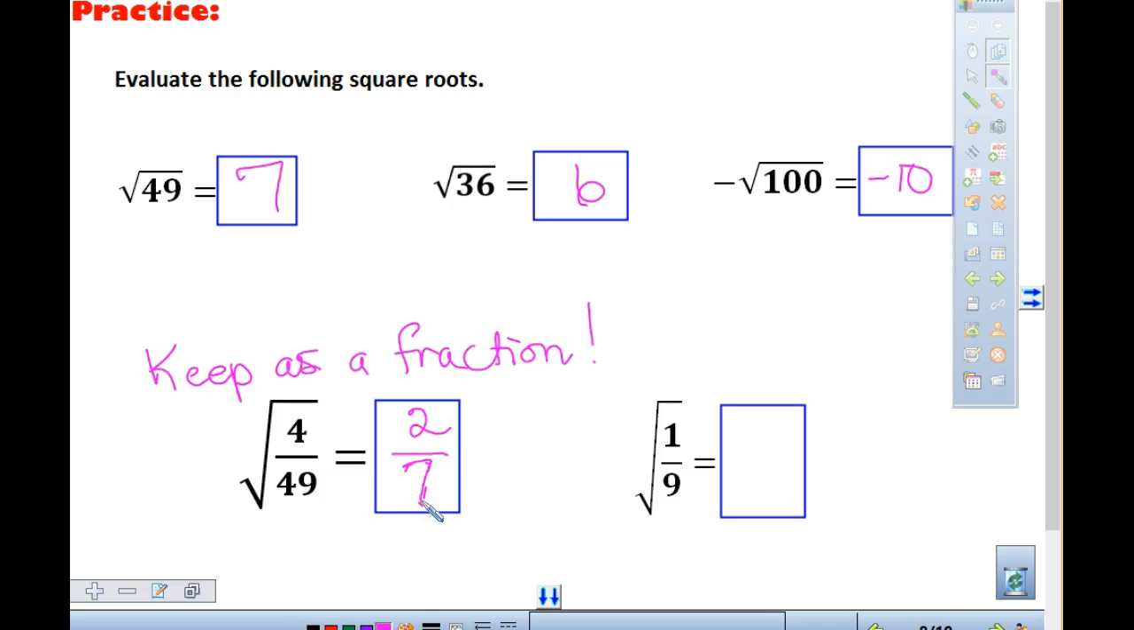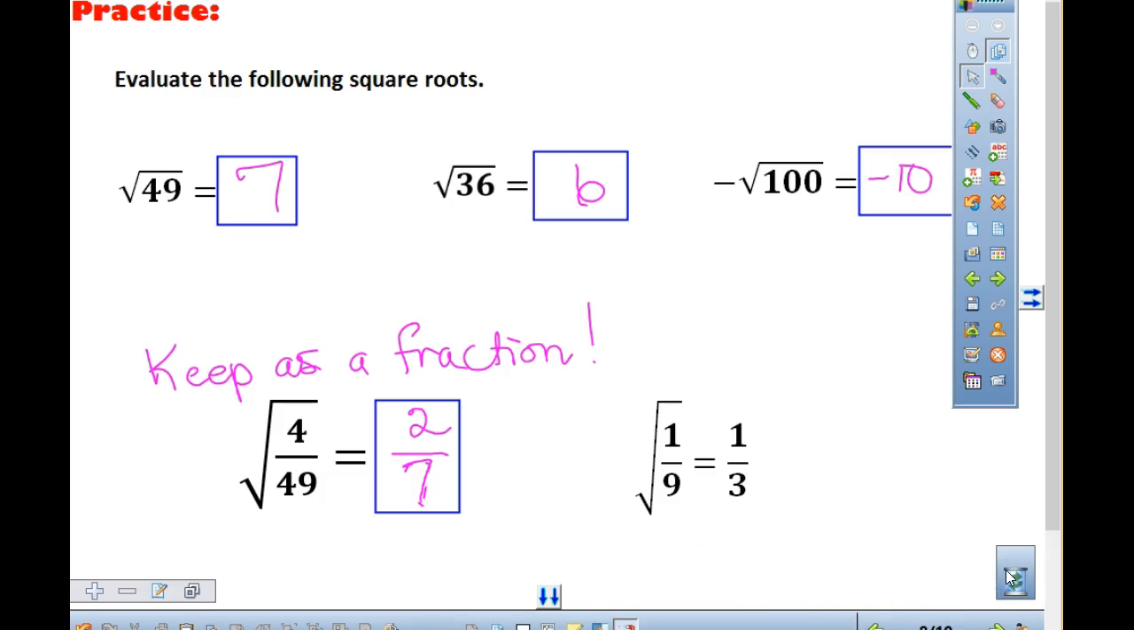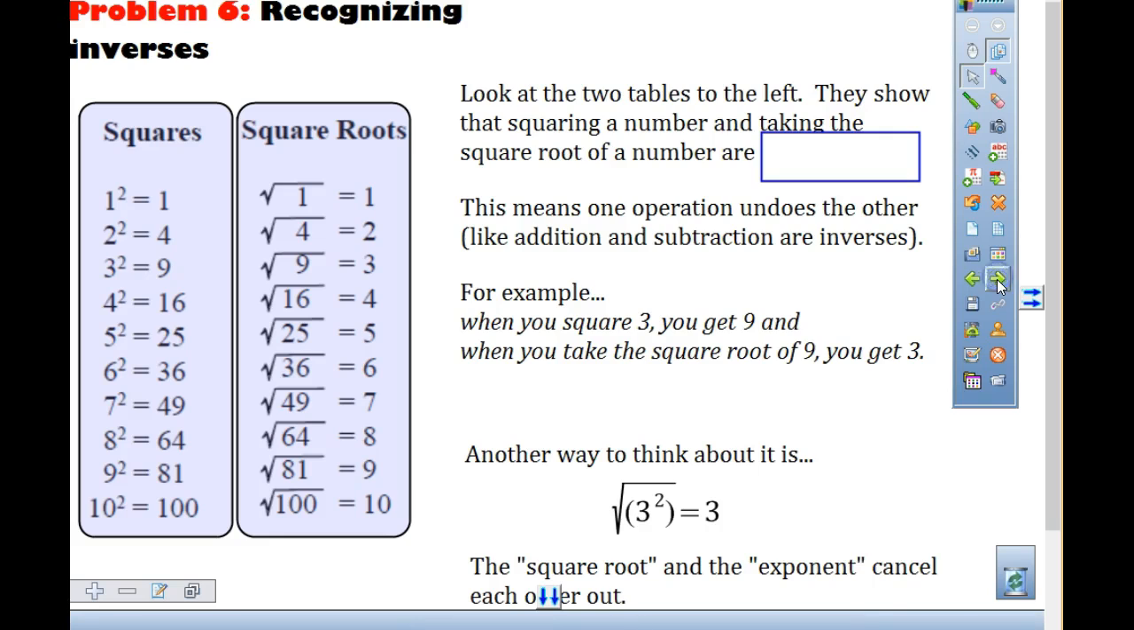Not bad. Same thing if you know that list of numbers. And if you did that, what do you have? What'd you get? 1 over 3, 1/3, right? So we're going to keep those fractions as fractions. So, your homework kind of looks like this. We're going to look at it in just a minute. This last one down says recognizing inverses. It says if you look at the two tables at the left, they show you that squaring a number and taking the square root of a number are, and the word I'd like you to write in, inverses.